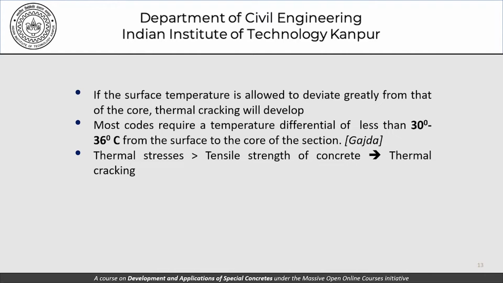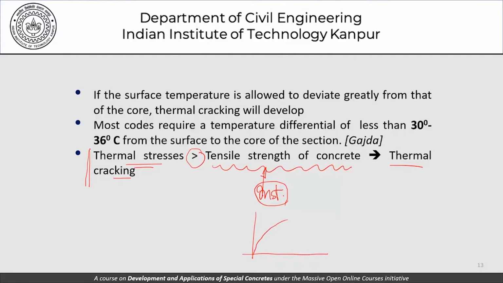Yet another thing which is very important for us to understand is, if we have thermal stresses which are greater than the instantaneous tensile strength of concrete, we are likely to get cracking. So this tensile strength is the instantaneous tensile strength. It is not the final tensile strength of concrete. Please remember that as far as strength development in concrete is concerned, it starts and it goes on like this.